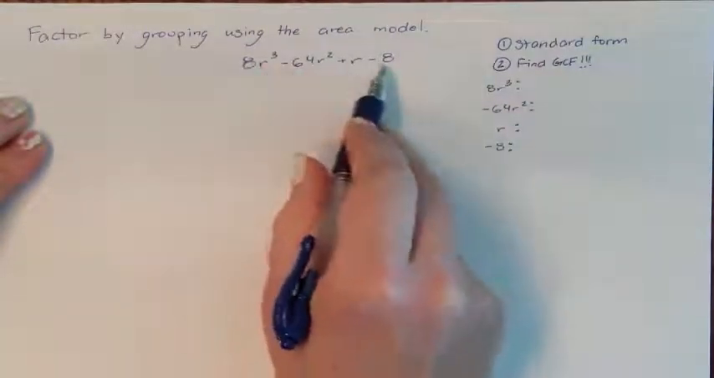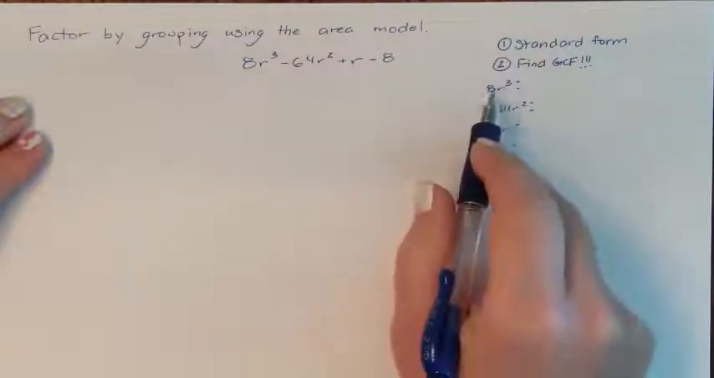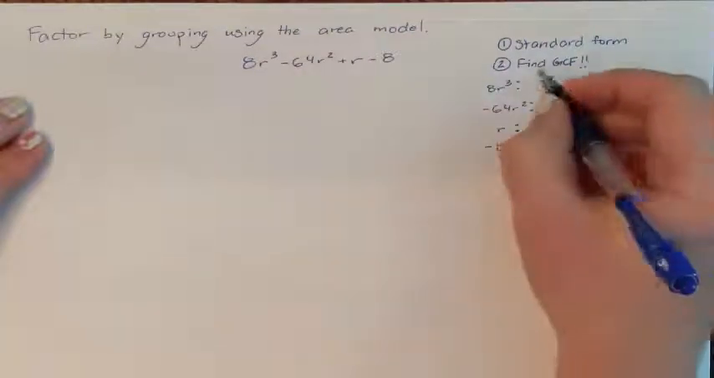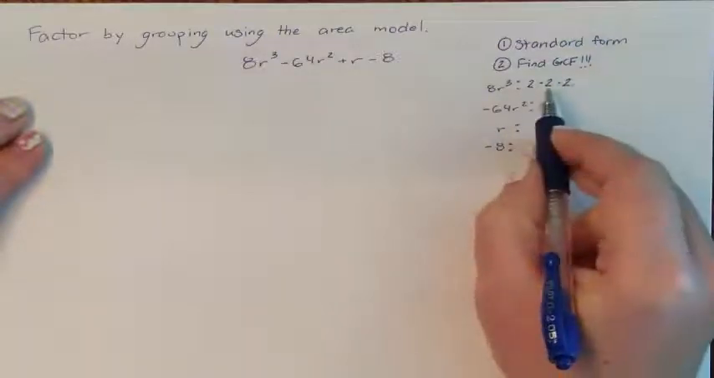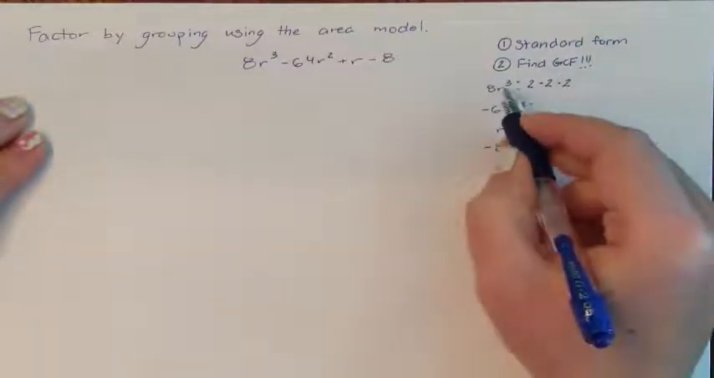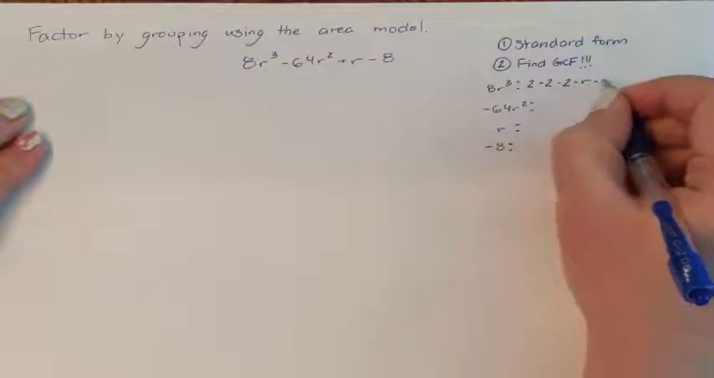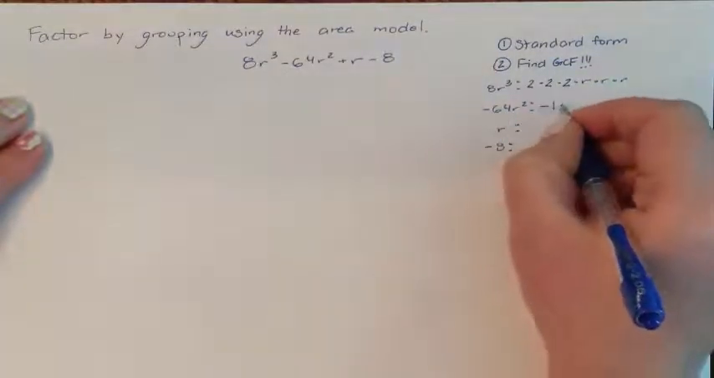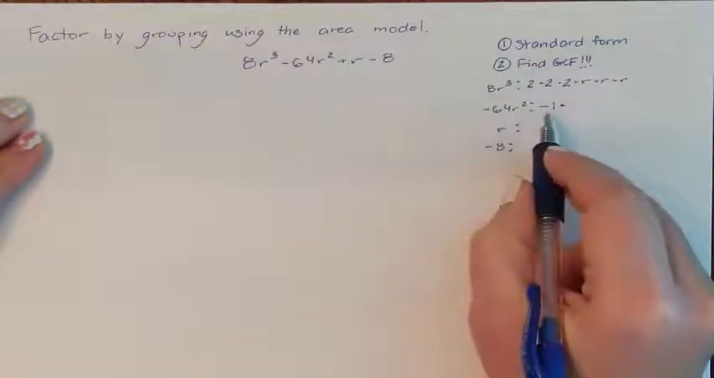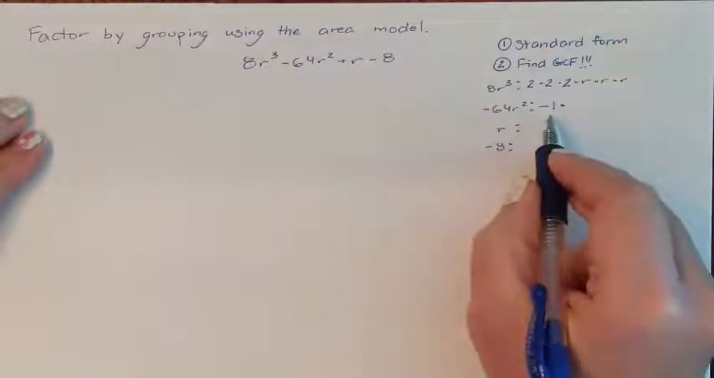So 4 terms, 4 lists. The prime factorization of 8r to the third is 2 times 2 times 2, because 2 times 2 is 4, 4 times 2 is 8. R to the third meant there were 3 of them, so r times r times r. The only way to get a negative is if you have a negative 1. No other number is allowed to be negative. The 1 is the only number allowed to be negative.